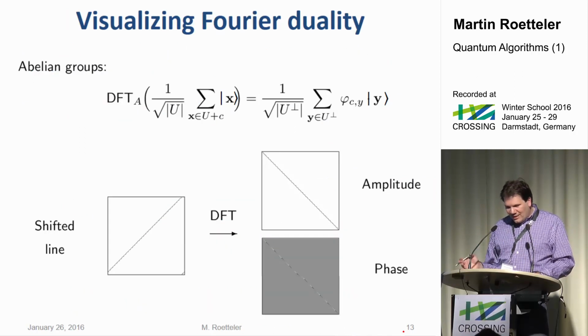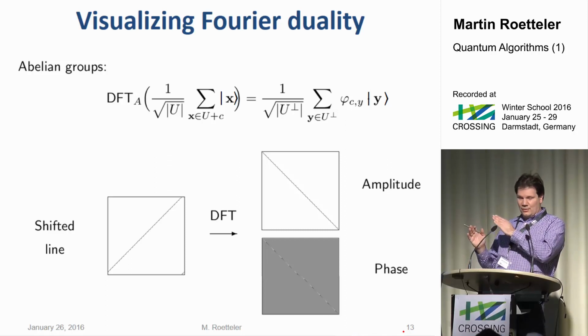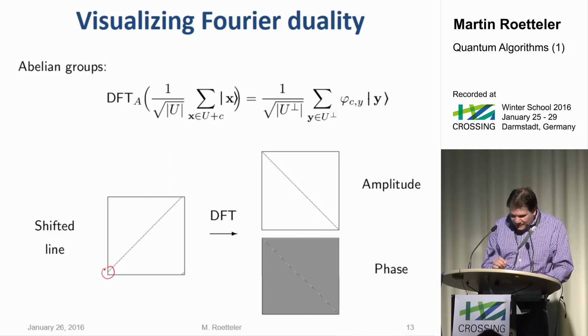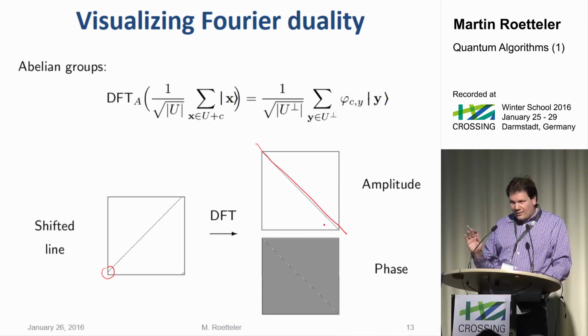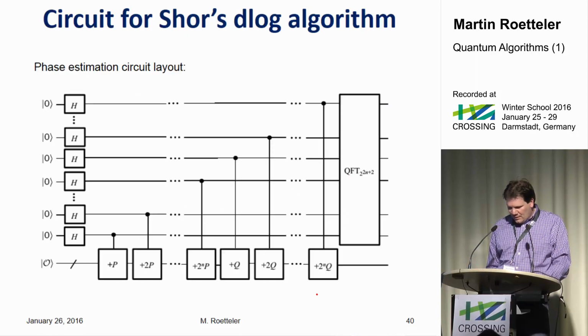So pictorially, what happens is you get the shifted line with some slope you'd like to learn, but there's some annoying offset here that you'd like to get rid of. By using the Fourier transform, you get a perpendicular line, and the amplitude will be perfectly going through the origin at a certain slope alpha. This has slope minus alpha. But the information about that offset goes into the phase. And you don't care about the phase because you will measure it in any case.